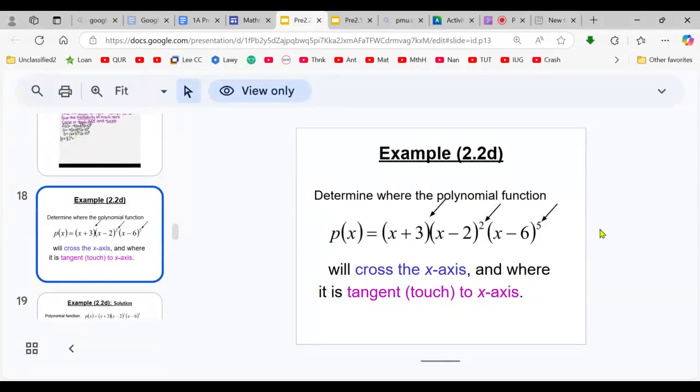Okay. Thank you. I just want to satisfy your question. You want to see how it looks. Let's try to do this. X plus 3, and then x minus 2 to the power of 2, x minus 6 to the power of 5.